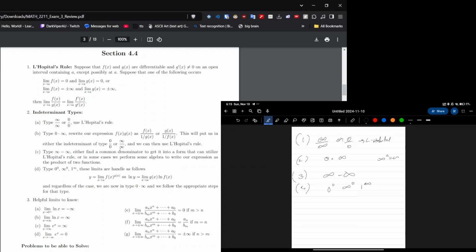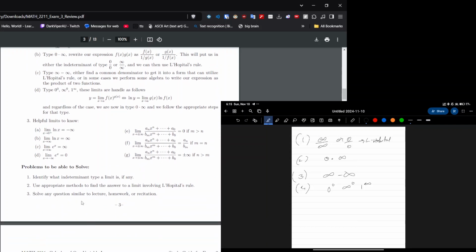Infinity squared is just infinite. That's one of the funny things that happened in my calculus class in spring semester. Don't write infinity squared; infinity times infinity is just infinite. It's a bigger number. All right. Now before beginning, let's know some helpful limits.